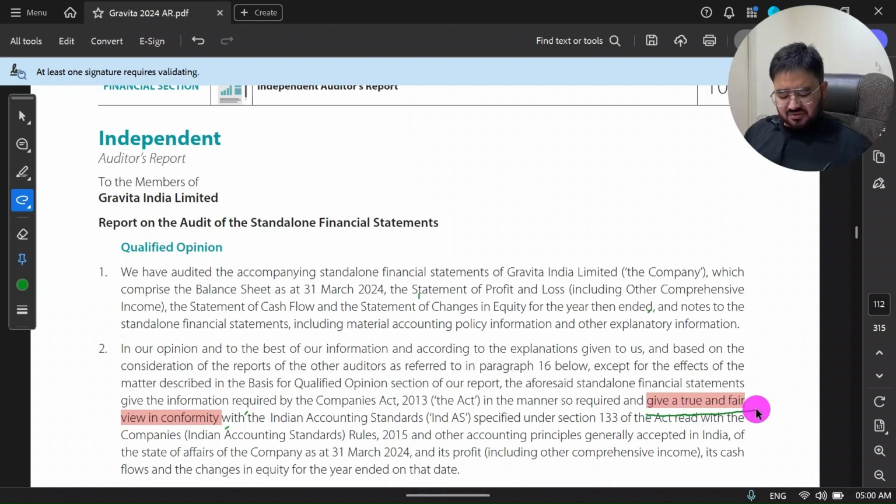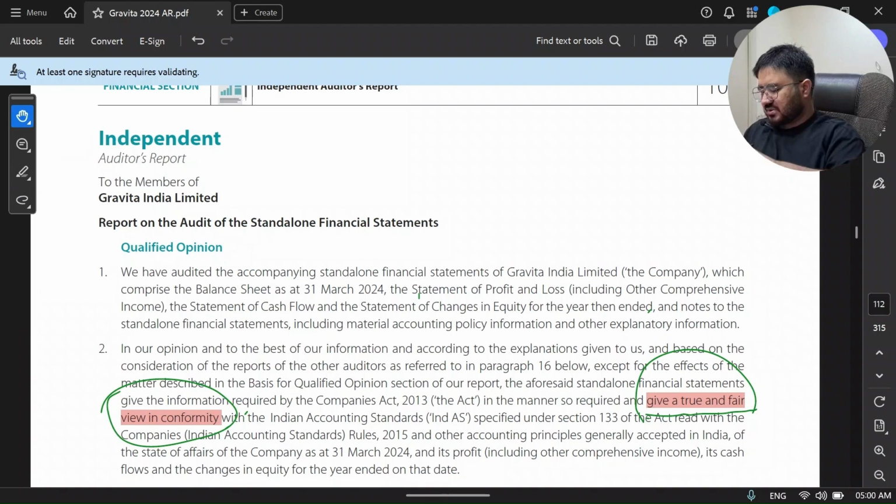It gives a true and fair view in conformity. If it is there, it is good. If it is not there, then it's a concern. It's a single parameter on which you can change your decision to invest or not. Okay, let's go to the standalone financial statements.